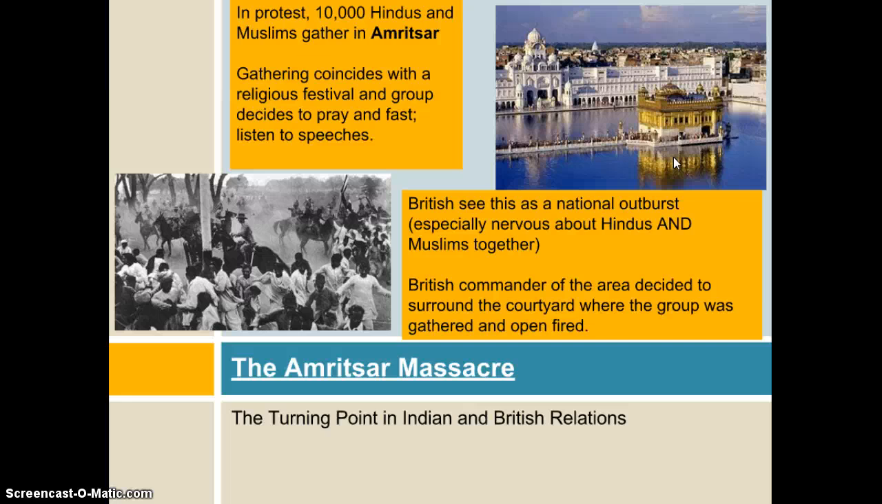I'm sure we don't need to review this too much, as it's quite an indelible moment in the film. But remember, thousands of Hindus and Muslims have gathered in Amritsar in northern India, and you recall it's not only a religious festival, but they also talk about some political issues and listen to speeches. And the British, of course, are nervous, right? When Muslims and Hindus are gathering together and organizing, then they probably know they're in trouble. So you remember the British commander just opens fire and kills a lot of people.